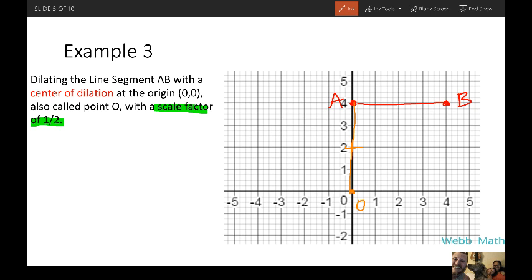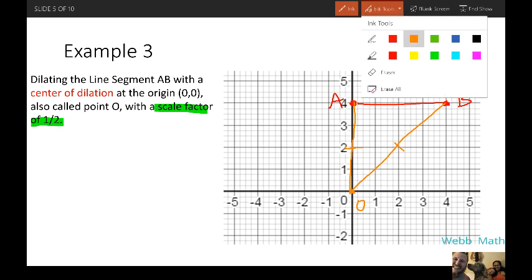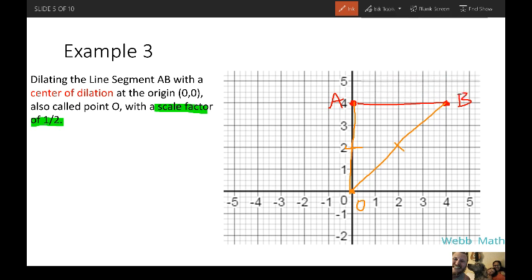And let's look at our distance from O to B. It'd be right here also. So I think we just found our new coordinates. I'll do this one in blue. A prime is going to be at 0, 2. And B prime is going to be at 2, 2.